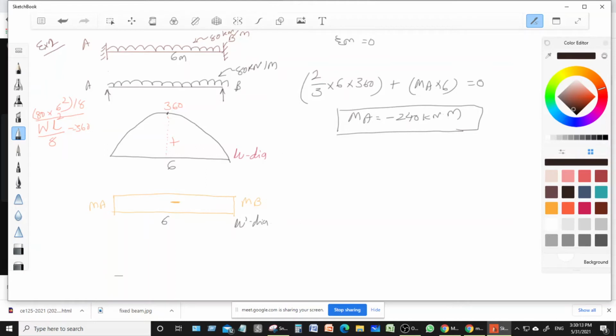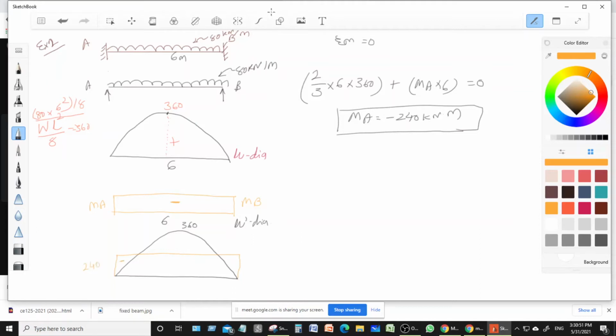So we need to prepare the final bending moment diagram. First of all, you draw your mu diagram, that is 360. Then you superimpose your mu dash diagram. It means you match the base of both the diagrams. That is what is called superimposing. So you just superimpose your mu dash diagram, and that is 240.